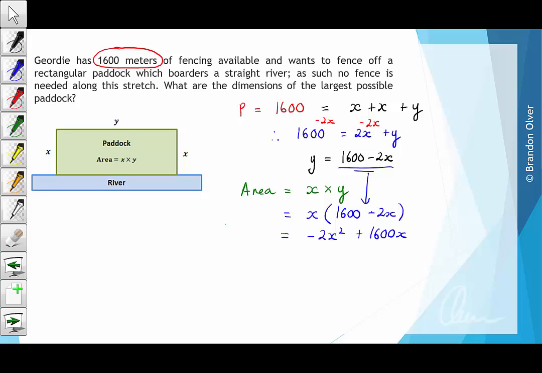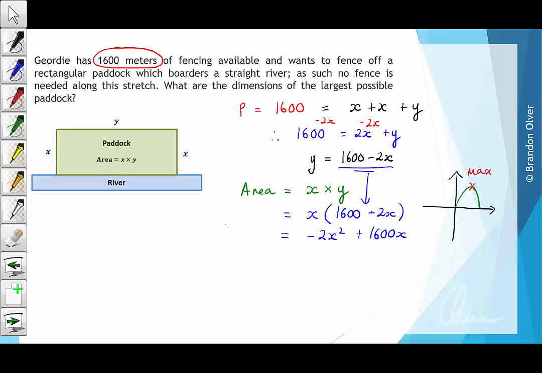So the dimensions of the largest possible paddock, we can find by finding the maximum area possible, which is going to be at the vertex or turning point of the parabola. Because we've got a negative coefficient for x squared, the area is going to look something like this, and we're going to look for this point here, which is going to be the maximum.